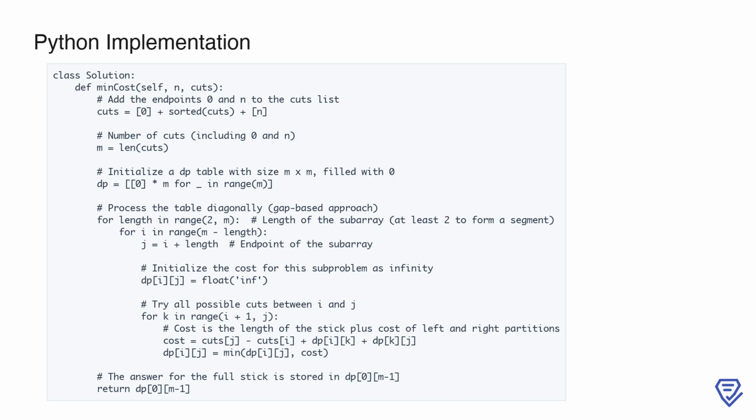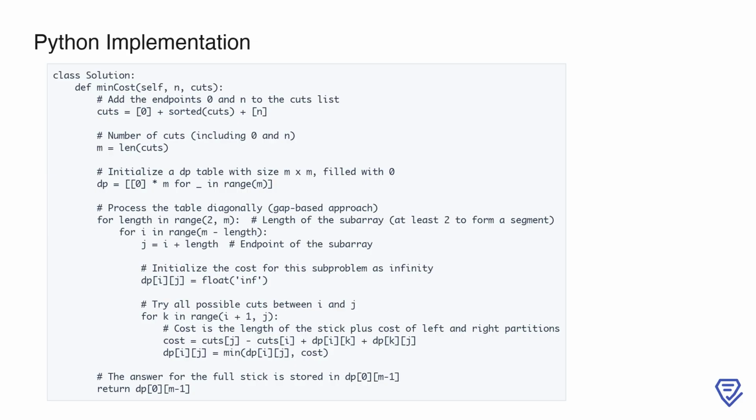3. Dynamic programming table setup. A 2D array dp is initialized, where dp[i][j] represents the minimum cost to cut the stick between the ith and jth cuts. 4. Gap-based iteration. A diagonal gap-based approach is used to fill the dp table. The length variable represents the size of the current subproblem, the number of cuts being considered.